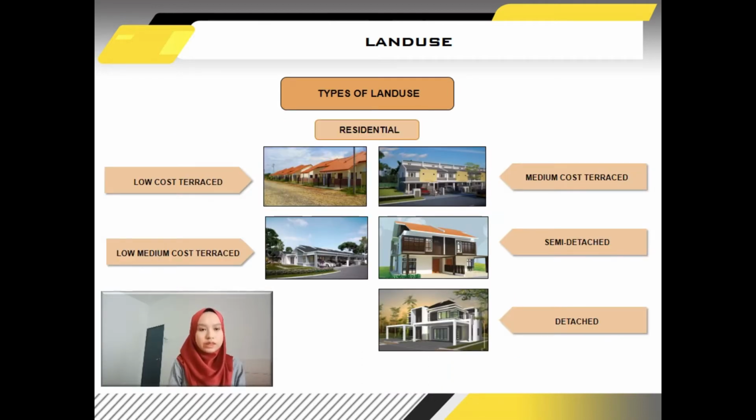The type of land use, three main things, which are three types of land use that have been inserted in this slide. For the first, we have put residential. Residential area has been divided into five types, which are low cost terrace, low cost medium terrace, medium cost terrace, semi-detached, and detached house. Next, Hidayah will present about the next type of land use.